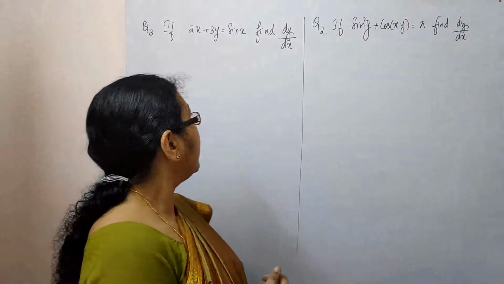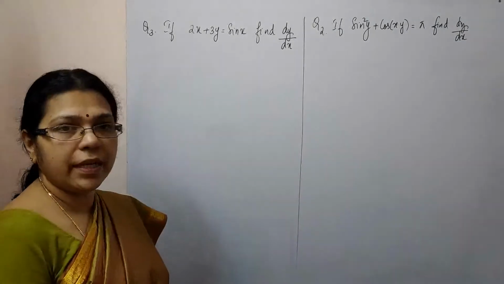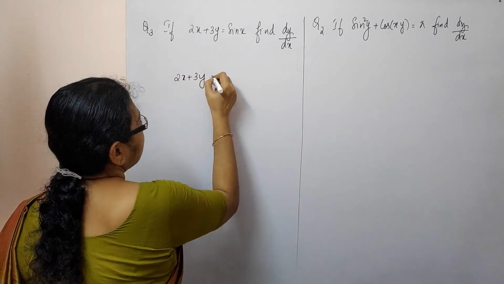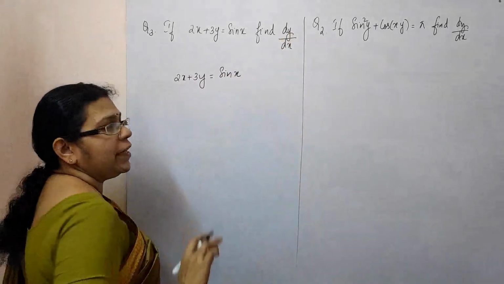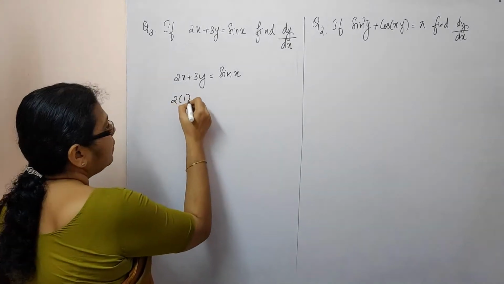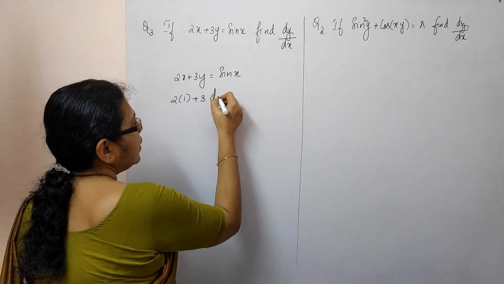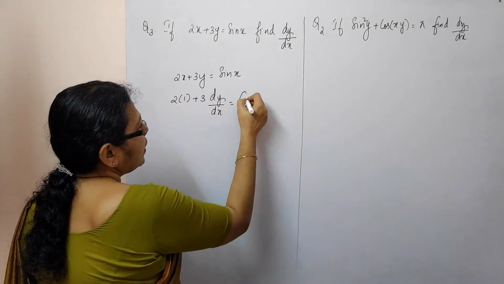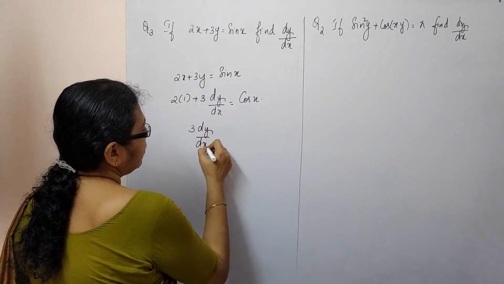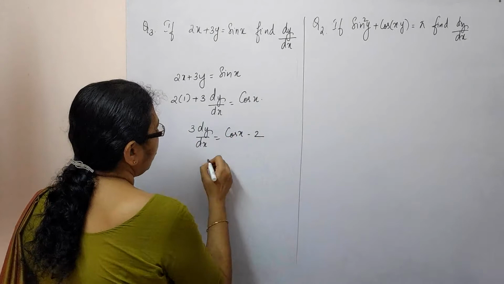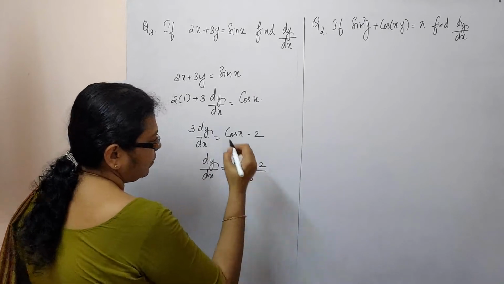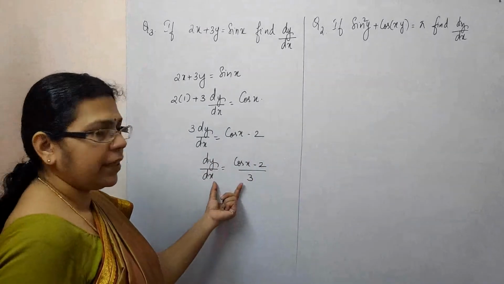Okay. So the first question: if 2x plus 3y is equal to sine x, find dy by dx. Now 2x plus 3y is equal to sine x. This is our function. We are going to find dy by dx. 2 into derivative of x is what? 1. So 2 into 1 plus 3 into derivative of y is dy by dx. Derivative of sin x is what? Cos x. Right? So 3 times dy by dx is equal to cos x minus 2, or dy by dx is equal to cos x minus 2 by 3. Done? That's all. That is what you find as dy by dx.